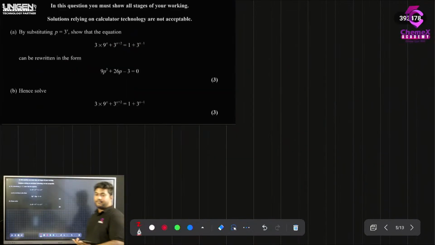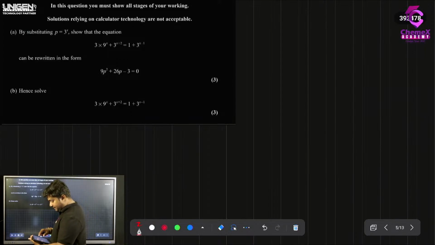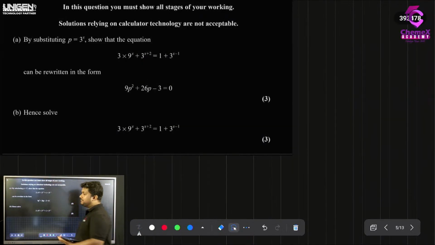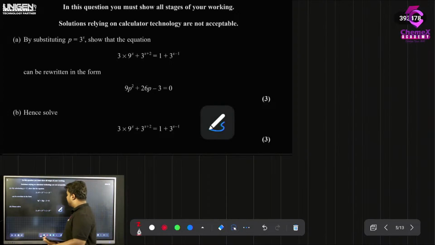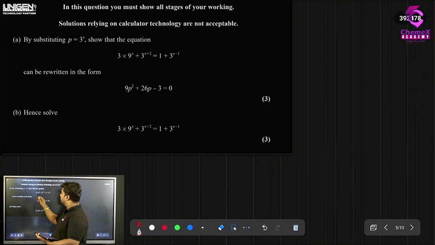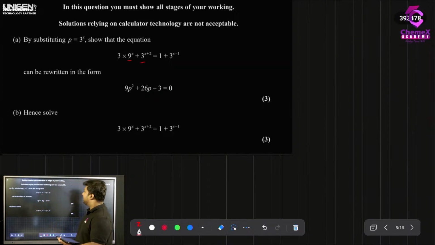So question number 5. In question number 5, they have given some part. Hope you can see it clearly. They are asking you, by substituting p equals 3 to the power x, show that 3 to the power 3 into 9 to the power x and 3 to the power x plus 2 can be equal to 1 plus x minus 1.